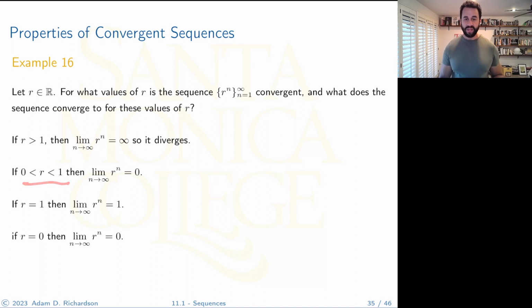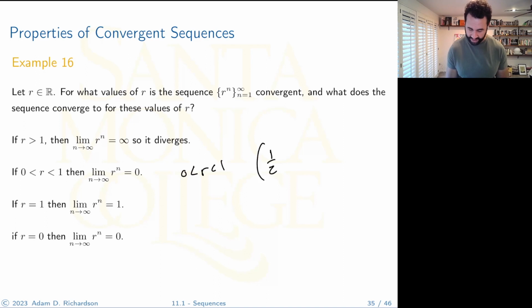If little r is between 0 and 1, then it converges, and it converges to 0. Because in this case, if r is less than 1 and bigger than 0, you can take an example like 1/2 to the n. 1/2 to the n is going to go to 0 because you keep taking halves of the previous result. So 1/2 to the 1 is 1/2. 1/2 squared is 1/4. 1/2 cubed is 1/8. So you keep halving at every step, and you're going to go to 0.